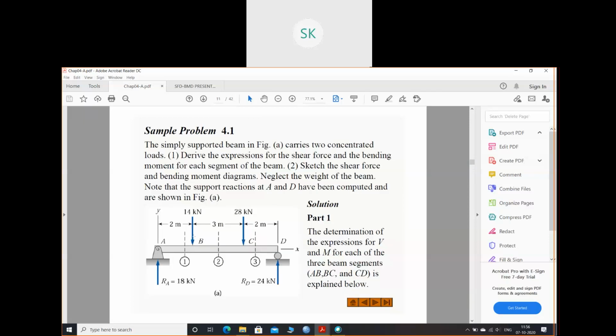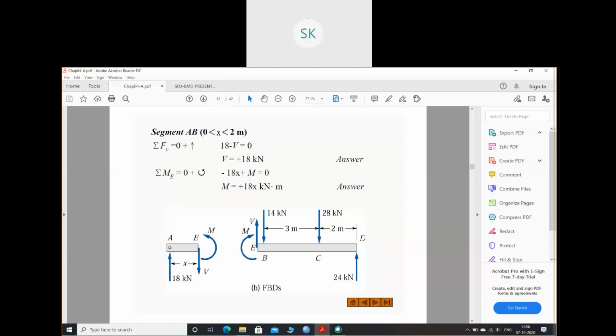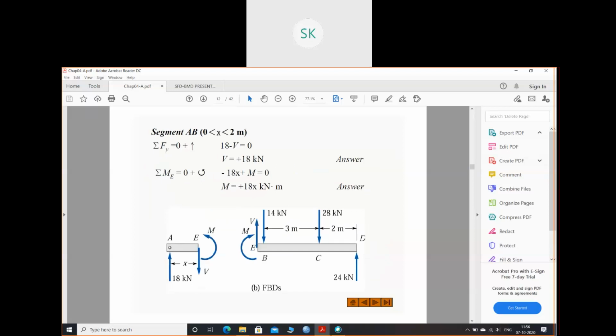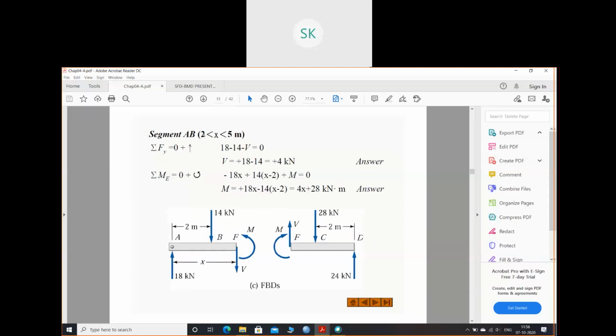This is 2 meter, right? This is my 2 meter, and this will be my 5 meter. So my section will become from 2 to 5. Earlier my section was 0 to 2. Now my section will become 2 to 5, right? So now I have drawn the free body diagram. One more load is coming.